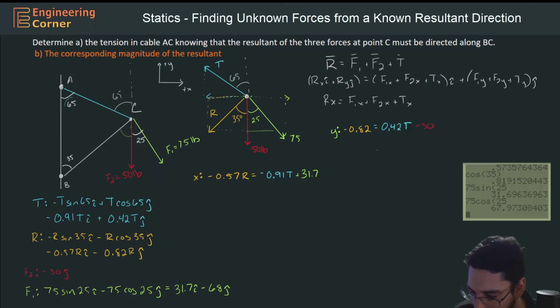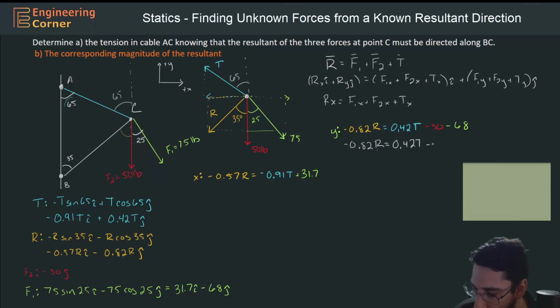And this is really going to be the last step that I am going to color code, because now everything's going to start to combine. So let's just combine this minus 50 and minus 68 right now. So we'll get minus 0.82r, and I did forget my r, so minus 0.82r is equal to 0.42t minus, what's this, 118.